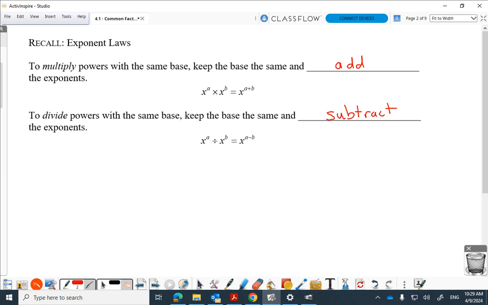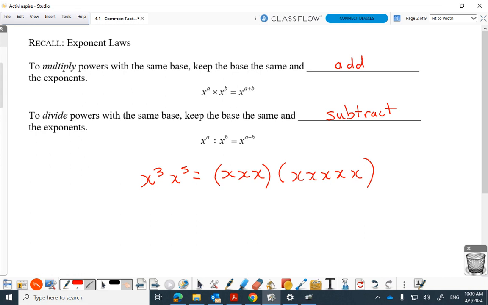Here's why this happens. Let's say I had x cubed times x to the power of 5, and I wanted to know how to simplify that. One way to do that would be to write out all the x's. X cubed would be x, x, x. X to the power of 5 would be x, x, x, x, x, 5 of them. And then you're like, oh, now I've got 8 x's all multiplied together. That's x to the 8.